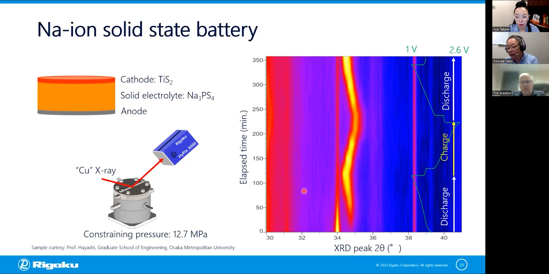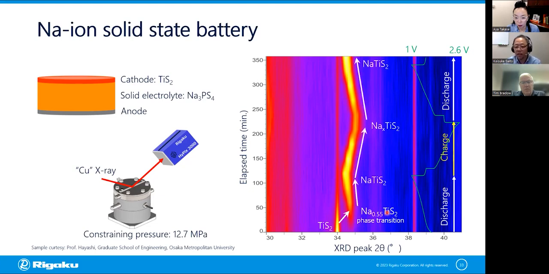Let's see what happened. Now I overlaid the potentiostat profile. In this specific example, we started from discharging. As soon as we started discharging, this peak at 34 degrees became very weak. From the peak angle, we could identify the phase. This strong peak around 34 was from titanium disulfide, which is the cathode. And once we started the operando, this phase became sodium titanium disulfide. More specifically, we found Na 0.55 TiS2. And this peak is moving left and right depending on the charging and discharging cycle, meaning sodium ions are intercalated into the titanium disulfide structure and removed, depending on the charging and discharging.